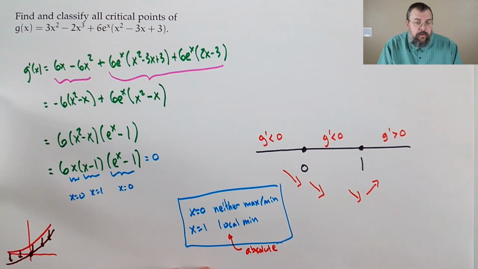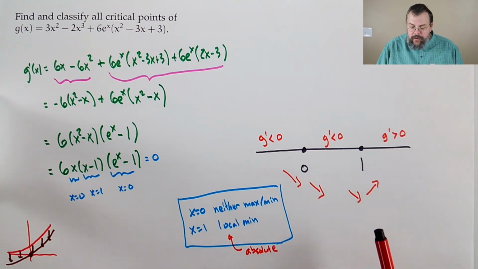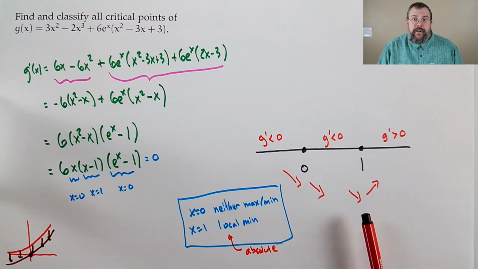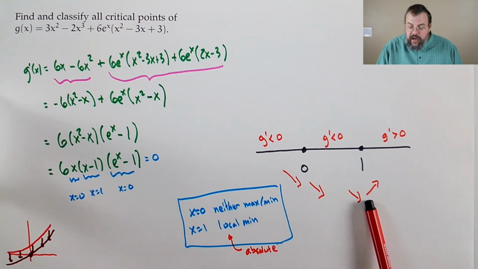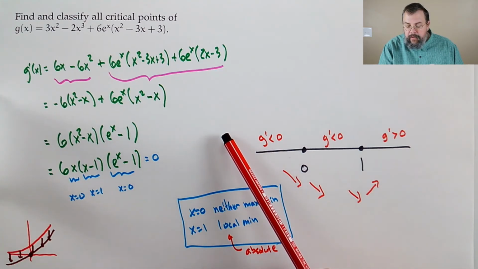Now, you might say, whoa, Steve, wait. When we've talked about absolute max and min, we've always talked about it for closed bounded intervals. And this is definitely not a closed bounded interval. This is all numbers. How do we know it's an absolute min? Well, the answer is, what happens as you move away from 1? As you move to the right, we're going up. So as we move to the right, we're heading off in a positive way. We're increasing.